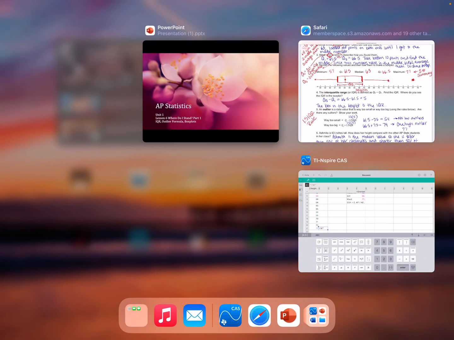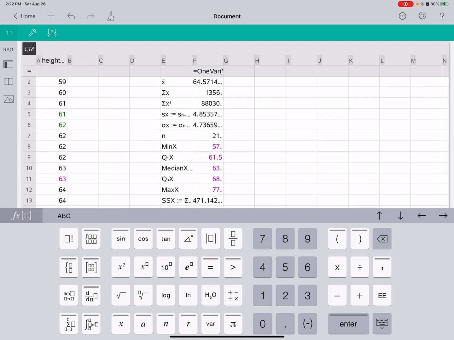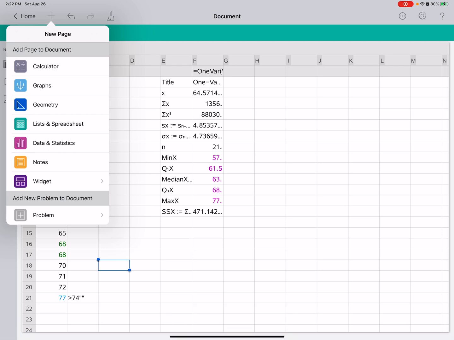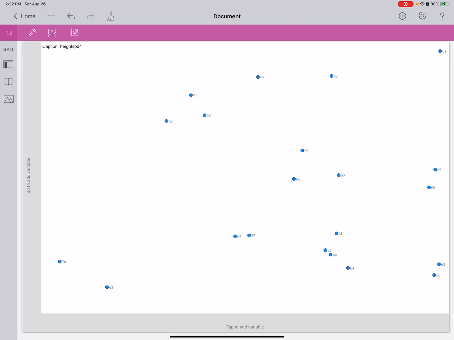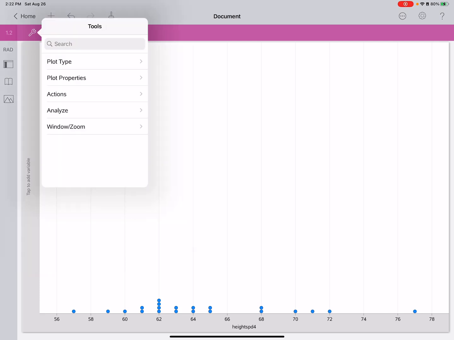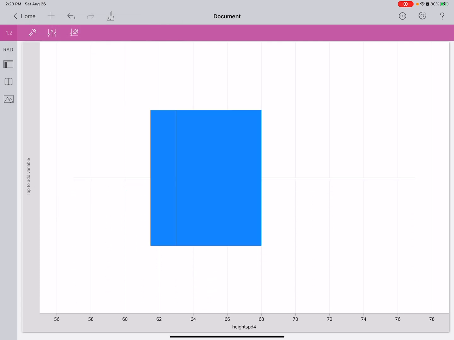All right, let's go ahead and I'm going to show you how to do this on the calculator. So the first step you're going to do is make a dot plot. We already did that, but I'm going to go ahead and do it again. So we're going to go Control Doc, Data Statistics, Hover, Heights Period 4. Then you're going to go ahead and hit Menu, Plot Type, Box Plot. And there's your box plot.